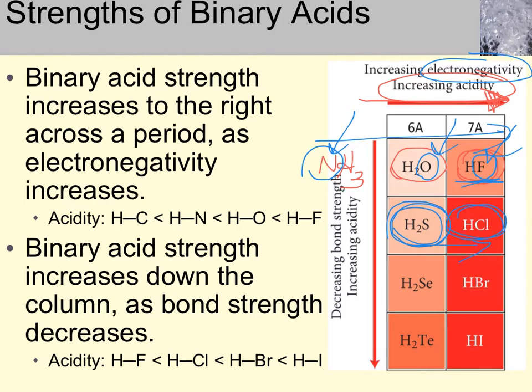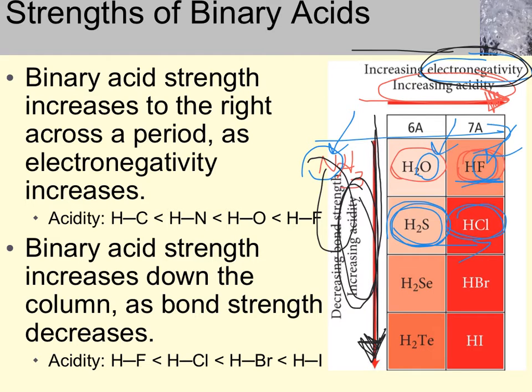Now, there's a different type of trend going from the top to bottom down a group on the periodic table. In this case, even though electronegativity is decreasing going down, the acidity increases. So the important trend going down has to do with bond strength. The important trend going left to right has to do with electronegativity.